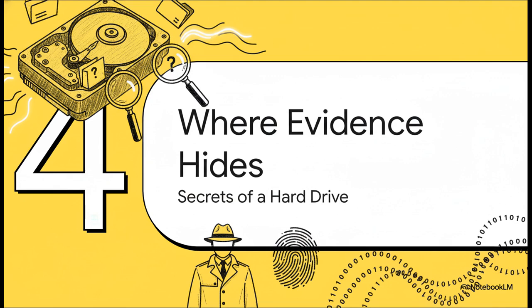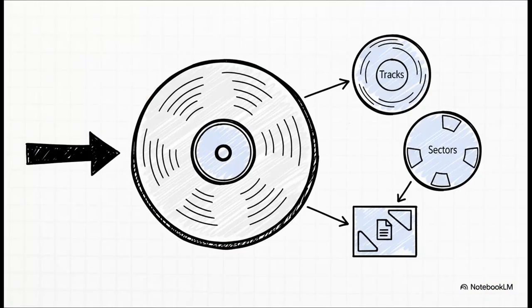The hard drive. That is the main crime scene. And trust me, it is full of secret closets and hidden crawl spaces that only a trained investigator knows how to find. The easiest way to think of a hard drive is like a stack of tiny record players. The vinyl records, those are the platters. The grooves in the record are the tracks.